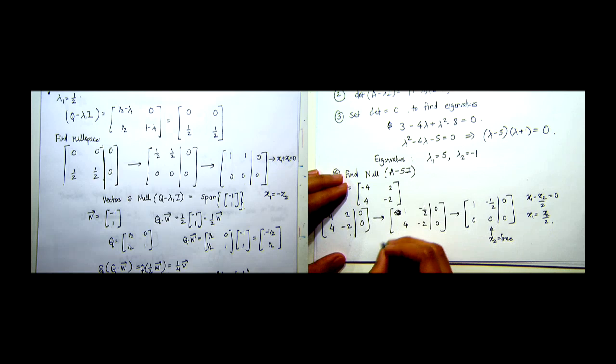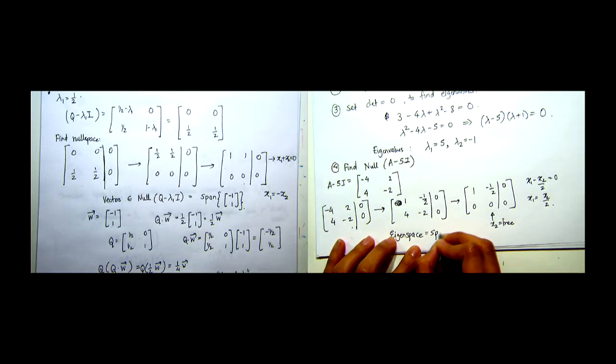So what is the eigenspace here? What is the eigenspace of this matrix, A minus 5I? Here I have x2 is free, and I have x1 minus x2 by 2 is equal to 0. So x1 is equal to x2 by 2. So the eigenspace is the span of (1 half, 1).